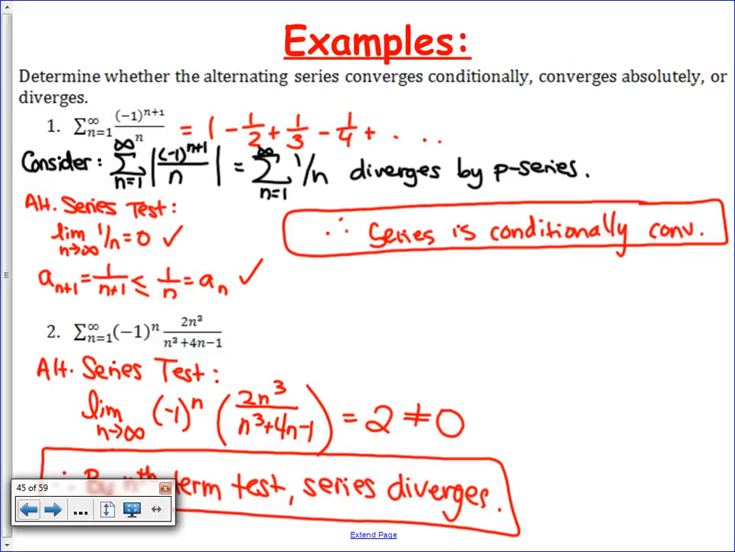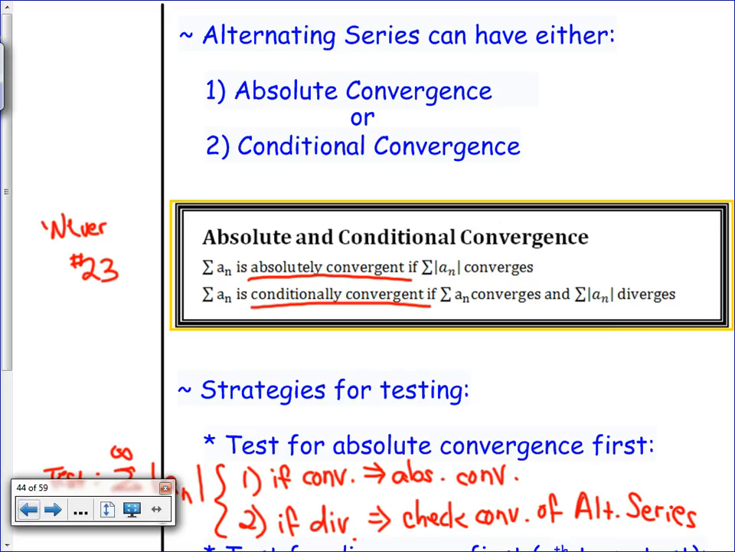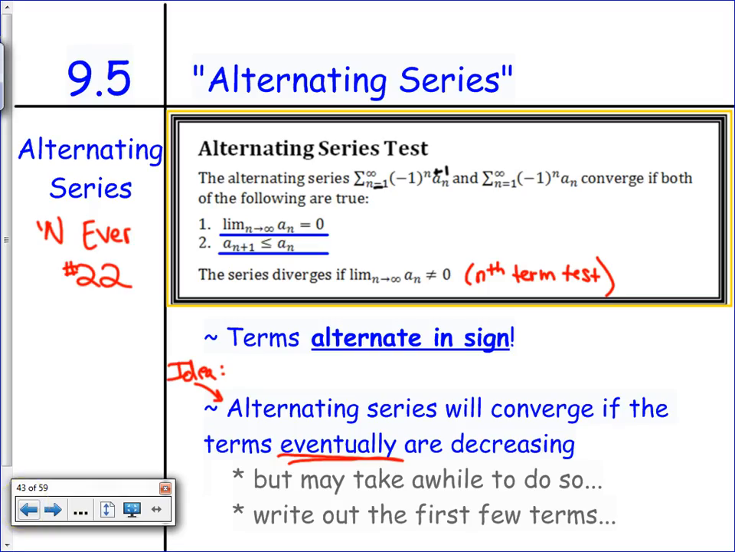But if the absolute value diverges, then I still have to see, according to the alternating series test, is the alternating series okay even though the absolute value is not? And that's where this comes in. If the alternating series converges and the absolute value diverges, we call it conditionally convergent. Meaning it's only going to converge if it's positive, negative, positive, negative.